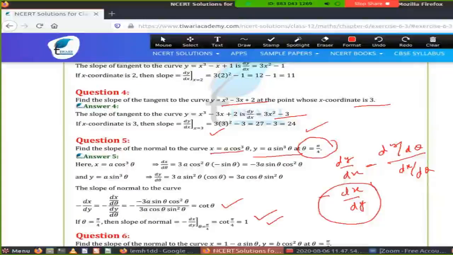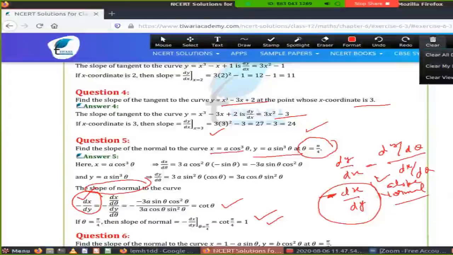Okay, that is minus dx upon dy. Directly you can solve it, dx upon dy with a minus sign, that is the normal slope. I have calculated first dy upon dx, then I reciprocal it and change the sign of this derivative, then you will get the normal slope. Slope of normal. Okay.